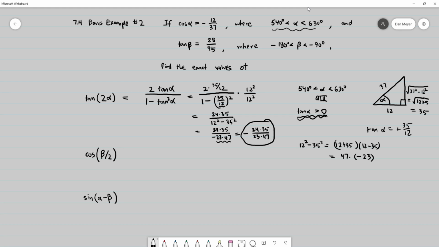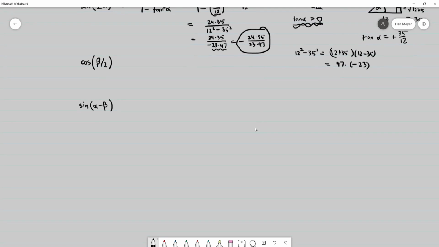If we don't have a calculator at our disposal, there's not a whole lot we can do. I guess I used a calculator over here to get this, so I might as well use a calculator to finish that off. But we'll go ahead and save the calculator work for a different time.